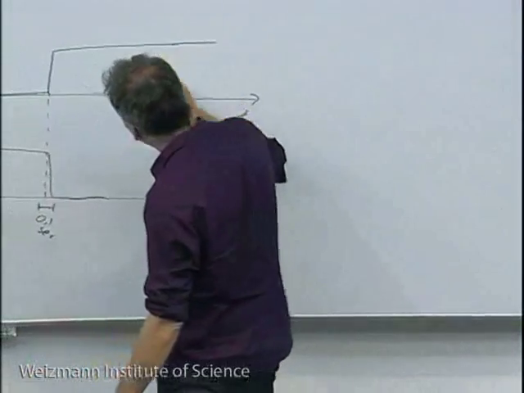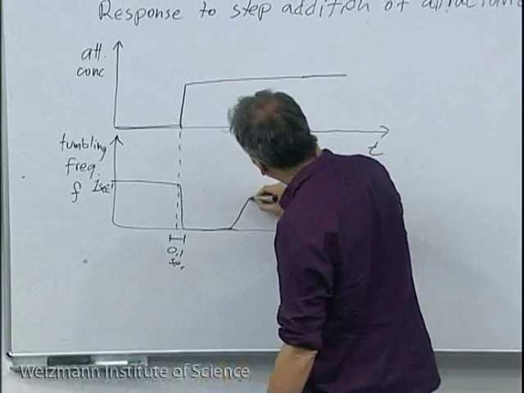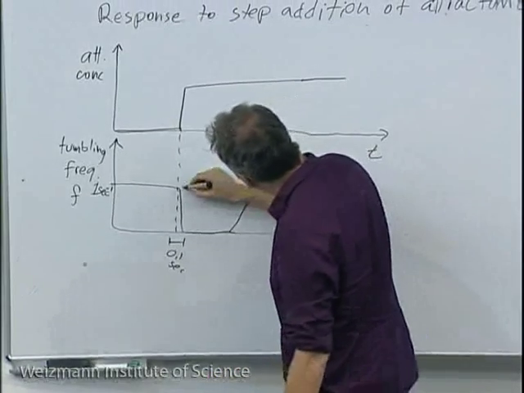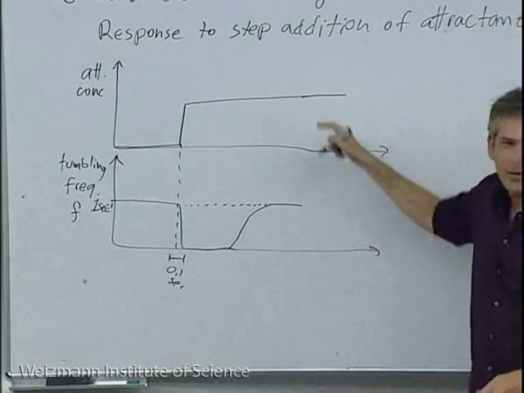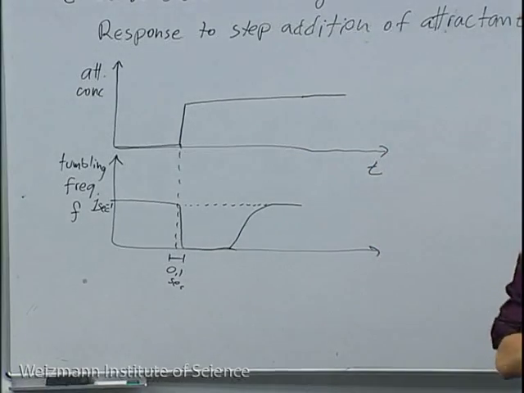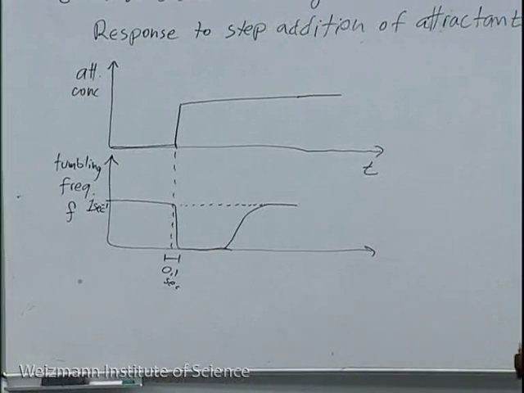After a while, they realize that they've been fooled. They say, wait a minute, there are no gradients. And they start tumbling again. The attractant concentration is constant, and they start tumbling again. And they reach, after a while, the same behavior as if there was no attractant.